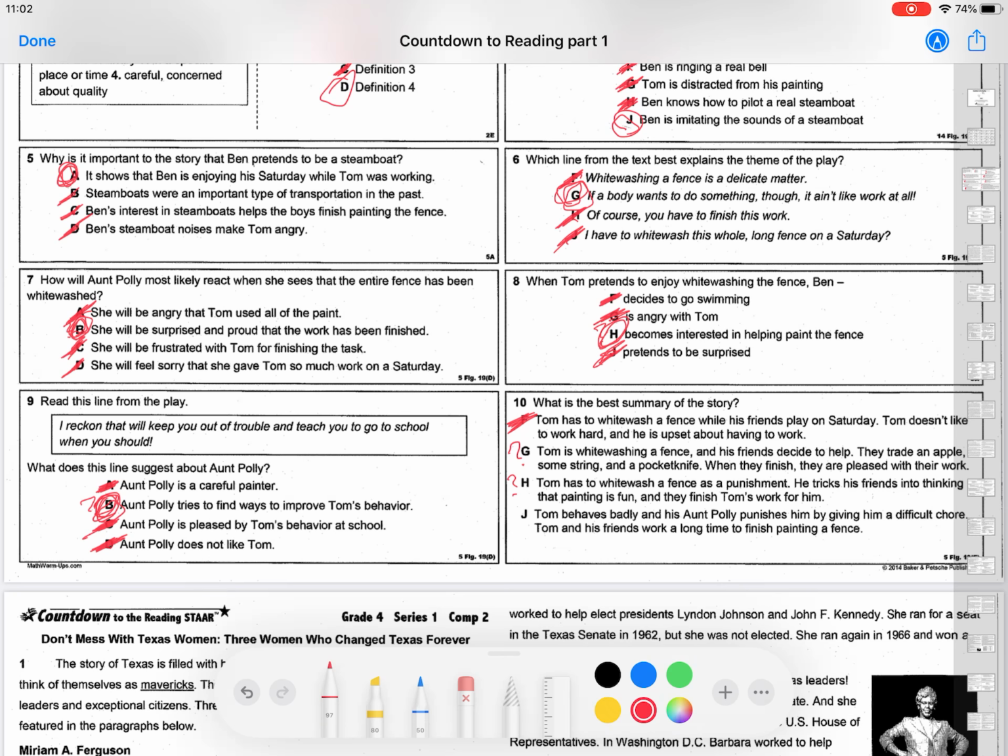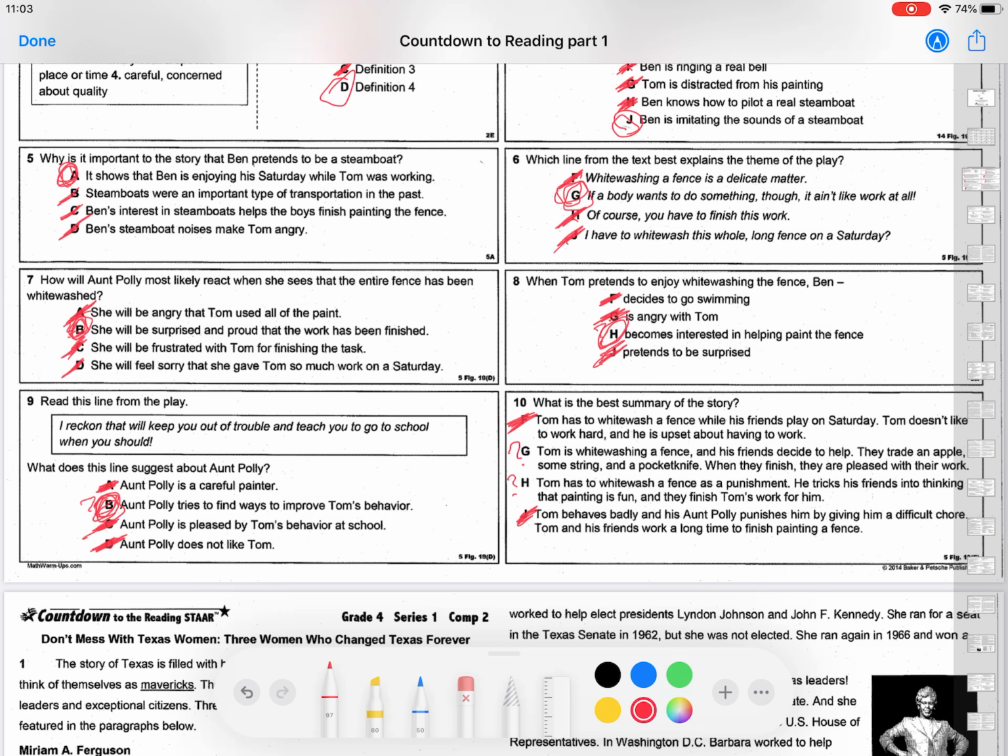Tom behaves badly, and his Aunt Polly punishes him by giving him a difficult chore. Tom and his friends work a long time to finish painting a fence. While this does have all of our details, we're looking for our best summary. While this has our lesson learned, it doesn't have all of our details. Therefore, it can't be our best summary. So we're stuck between G and H.